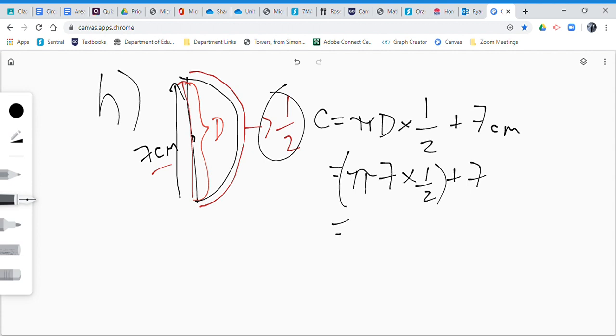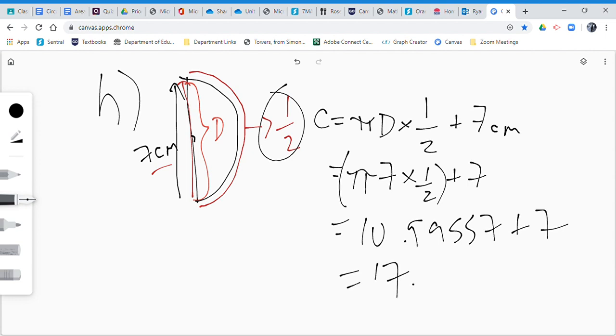So that's pi times 7 divided by 2. And that got me 10.9957 plus 7 equals 17.9957. So then I'll round that to one decimal place, which will get me to 18.0 centimeters. Last example. This time we'll do a sector.